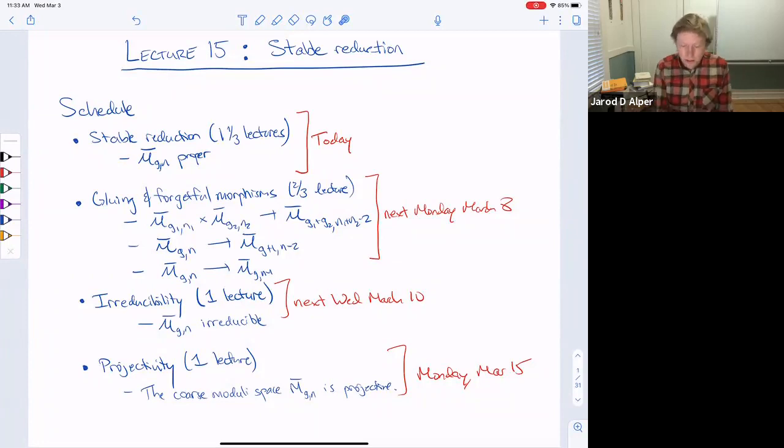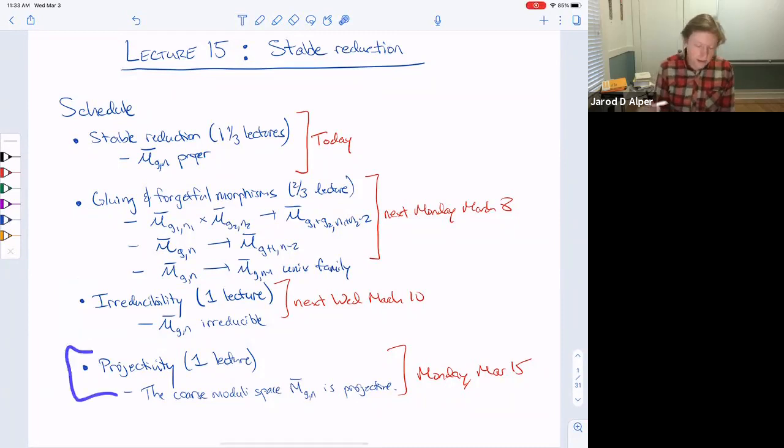And then we want to talk about gluing and forgetful morphisms because it's an important topic, and also we'll use it in one of our arguments for irreducibility. And I'd also like to cover the fact that this forgetful map is a universal family. And then moving forward, we have just 2 remaining lectures. We'll have 1 lecture on irreducibility and then 1 lecture on projectivity.